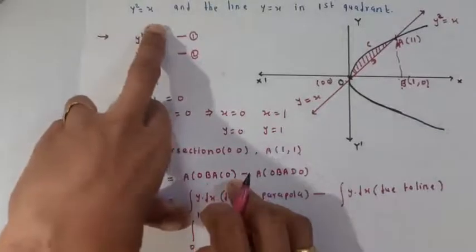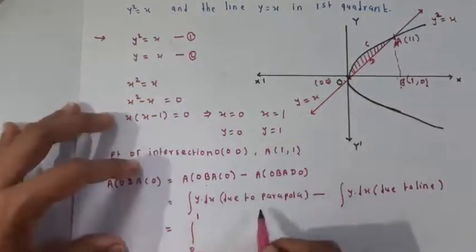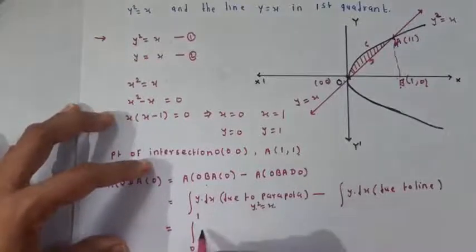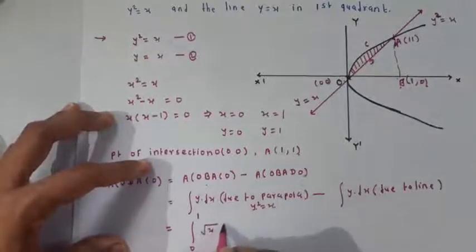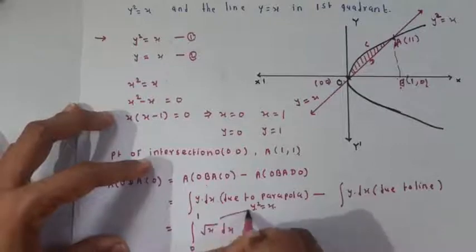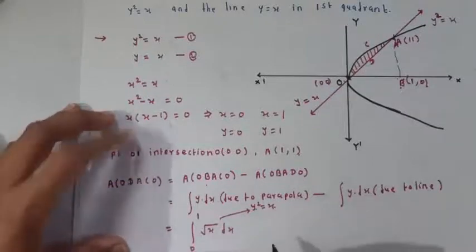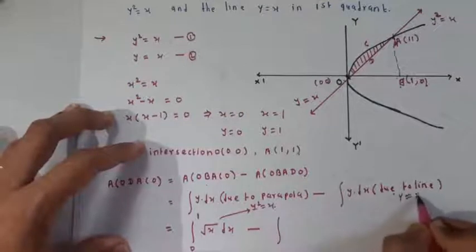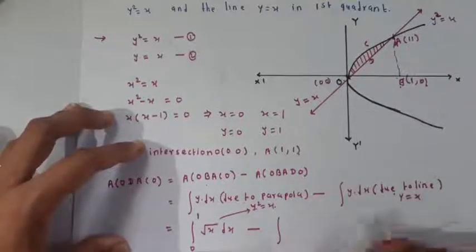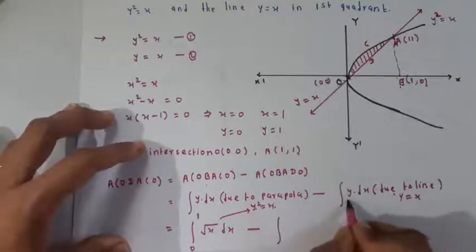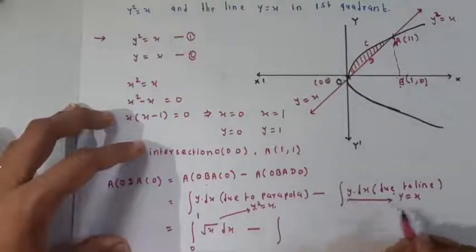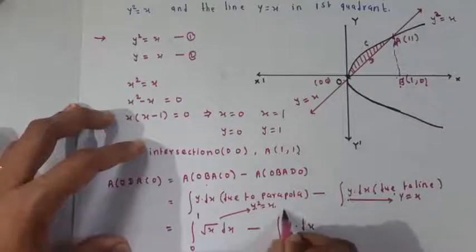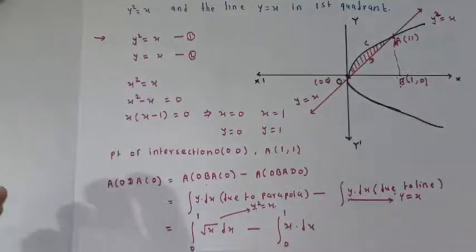Y square equal to x. So due to the parabola y square equal to x, this implies y equal to root x with respect to x. Okay, minus due to the line y equal to x, and therefore this y is x with respect to x, limits of integration 0 to 1.